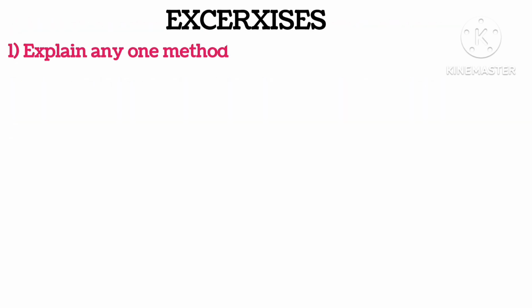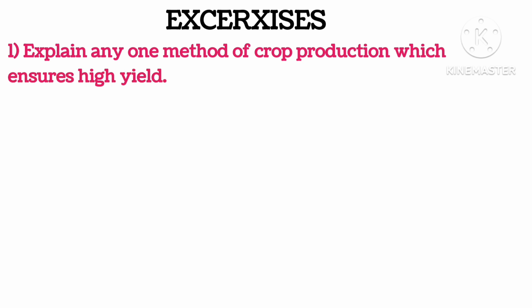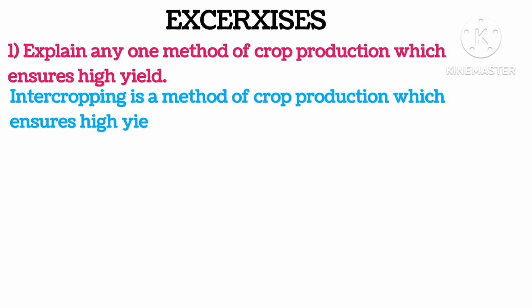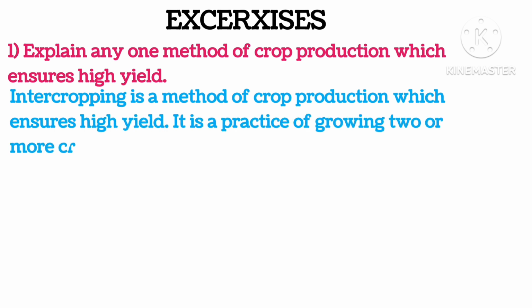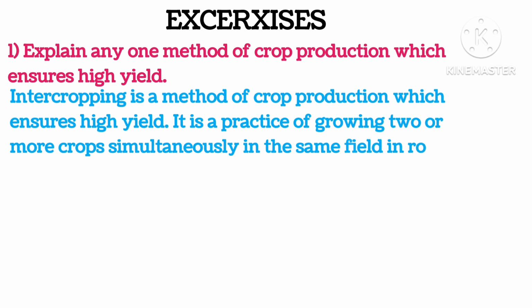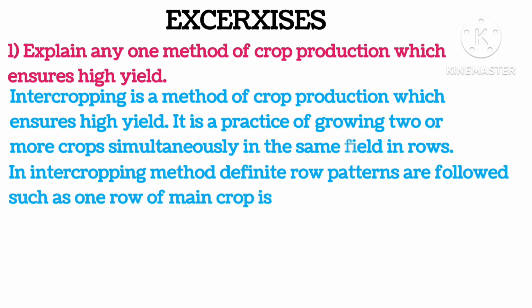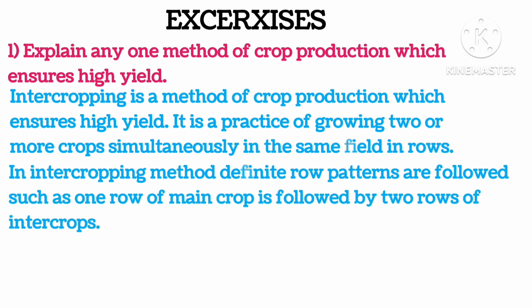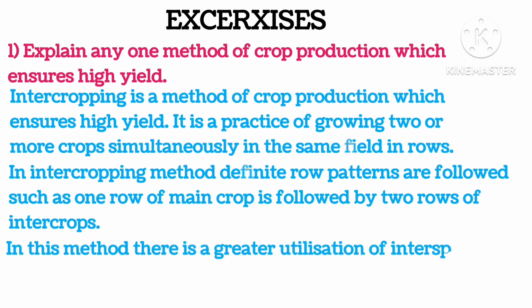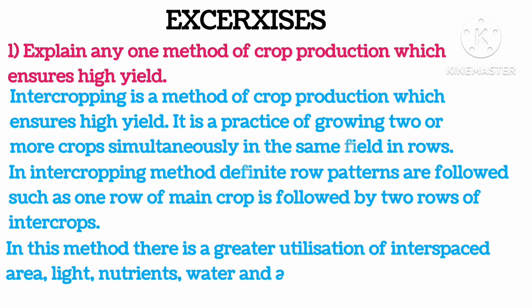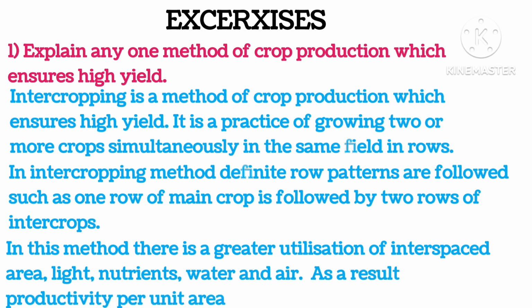Exercises. Explain any one method of crop production which ensures high yield. Intercropping is the method of crop production which ensures high yield. It is a practice of growing 2 or more crops simultaneously in the same field in rows. In the intercropping method, definite row patterns are followed, such as one row of main crop followed by 2 rows of intercrops. In this method, there is greater utilization of interspaced area, light, nutrients, water and air. As a result, productivity per unit area is increased.